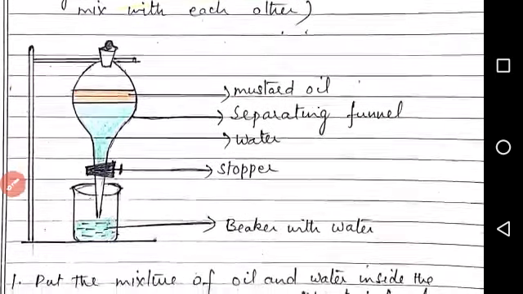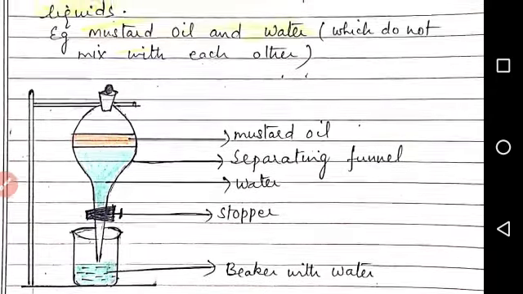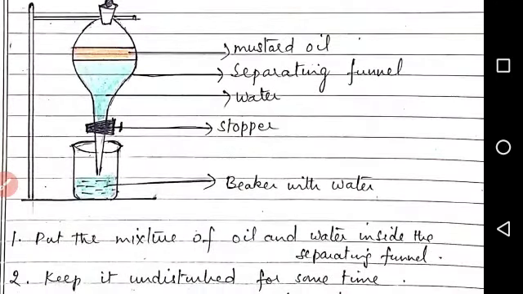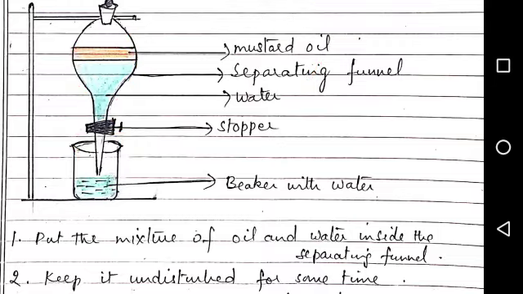Now for this, the diagram is shown here. This is a separating funnel, which is shown here. In this funnel, the mixture of two liquids is taken, for example the oil and water mixture. Here is a stopper, and below this separating funnel an empty beaker is kept. Let us see the method, how it is done.